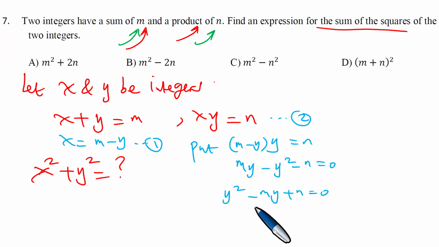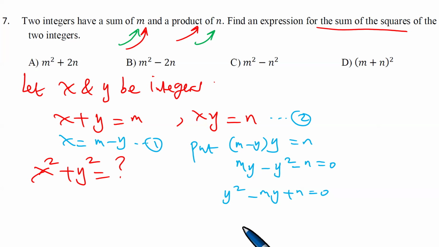So what then can we achieve out of this? Factorizing. We can factorize, right? That's one thing you can do. Because you need to find an expression for the sum of the squares, so we need to find x squared plus y squared. What do you think now? Make y the subject, I think. Yes, we should make y the subject.